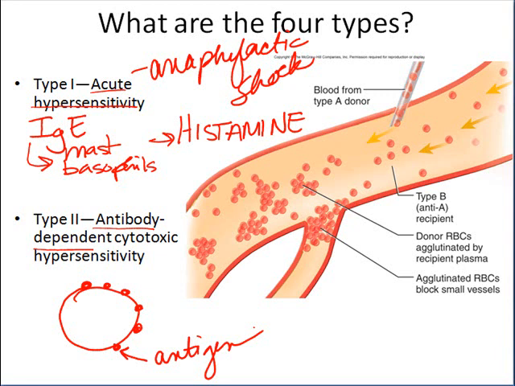A great example of this, classic example of this, is what the picture is showing here, blood transfusion reaction. You give somebody the wrong type blood, and the antigens on the surface of the donor blood are going to be attacked by antibodies in the recipient's blood. And you're going to get those agglutination responses you've seen. So antibody-dependent cytotoxic hypersensitivity is a type 2 reaction.